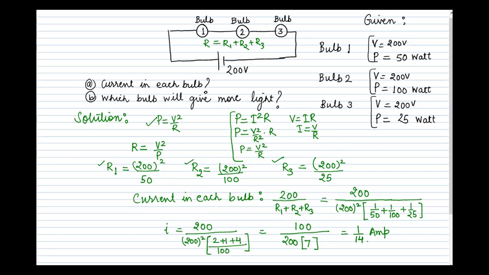Simply, we have calculated this using the formula of power and the formula of resistance from Ohm's law. Using these two formulas, we have calculated this. And so the first part is done now. Second, which bulb will give more light?